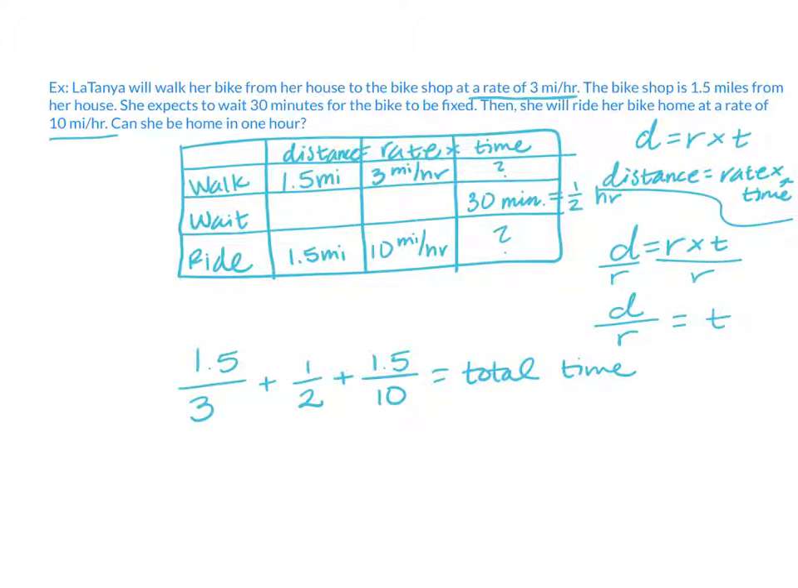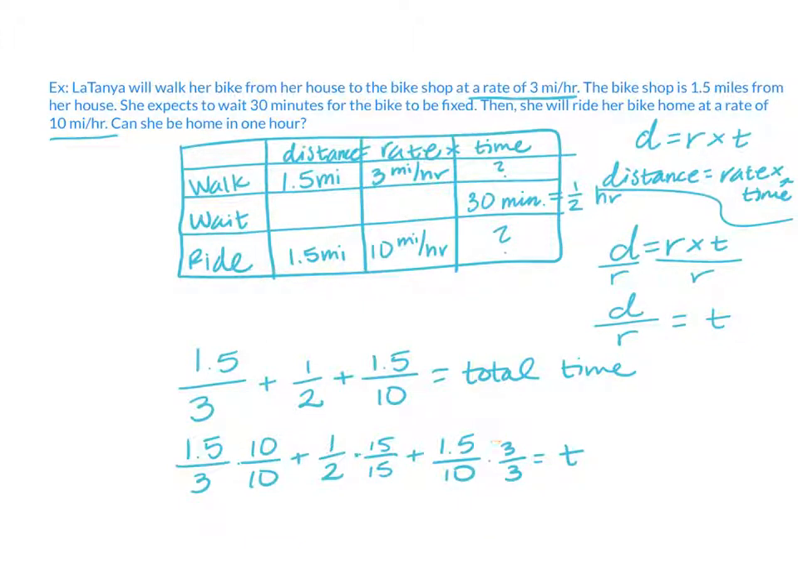So now what I need to do is I need to get a common denominator on the left-hand side of the equal sign. So I notice that the common denominator here is 30, okay? So I'm going to multiply the first fraction by 10 over 10 to get that common denominator. We'll multiply the second fraction by 15 over 15 to get 30. And then I'm going to multiply the last fraction by 3 to get 30. And that must be equal to t.